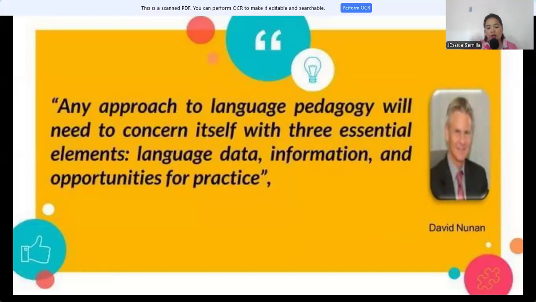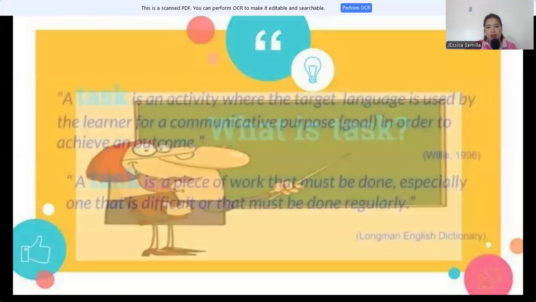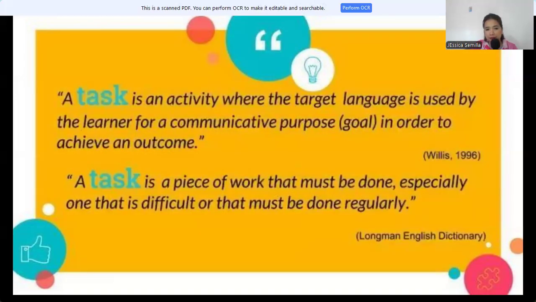So that's what I'm telling you. The input is the information that sets our learners up to understand. And after understanding that, they are expected to apply what they have learned from the input. So what is a task? A task is an activity. It is a piece of work that they communicate through for a purpose or a goal.